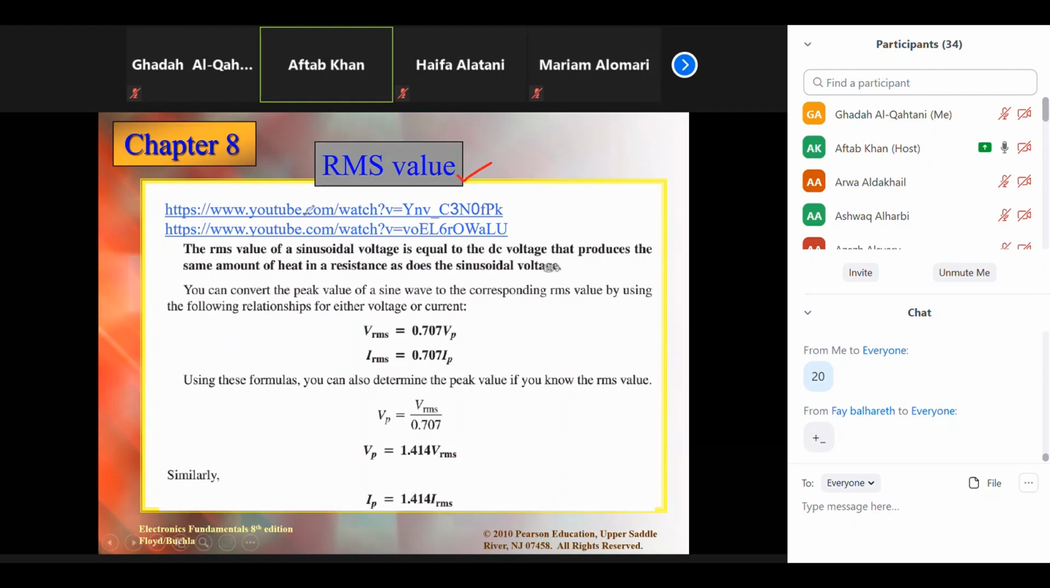Okay, so for that there are some links, you can go and check it in more detail. The RMS value of a sinusoidal voltage is equal to the DC voltage. That is, we can find the equivalent DC voltage if we get the RMS value. It is equal to the DC voltage that produces the same amount of heat in a resistance as does the sinusoidal voltage.